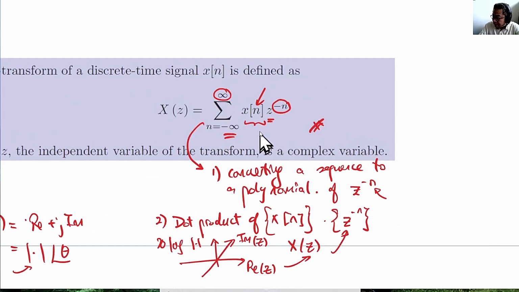X(z) is only valid in the region of convergence. In the region that is not in the ROC, this sum will go to infinity or negative infinity, which does not mean anything of value to us. So we can only operate when this infinite series converges to some value.